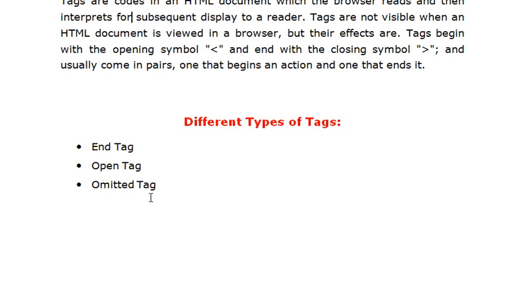Omitted tags, the tags which are omitted by default. When we use p tags 2 times or 3 times without writing any other thing, then these tags are omitted. Or we can also say that the ending tag for them is not necessary. There are many other types, but these are the most common types of tags.